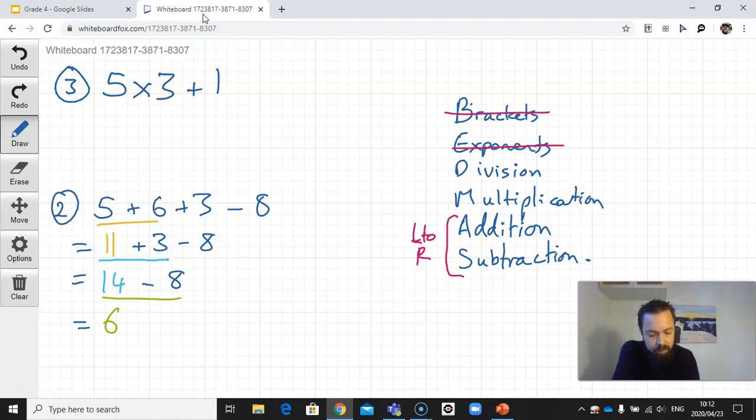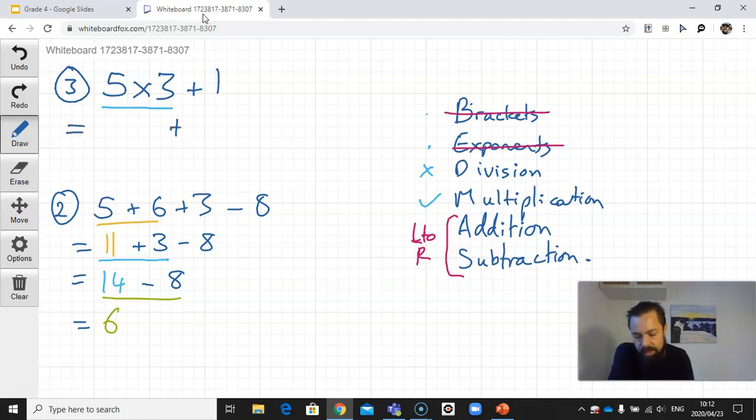Let's have a look. We would normally check for brackets and exponents, but we're not doing those today. So we're going to start with division. Is there any division? Nope. Is there any multiplication? Yes. So that means we're going to start with the multiplication.